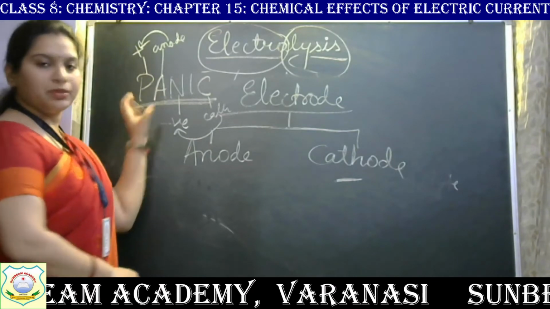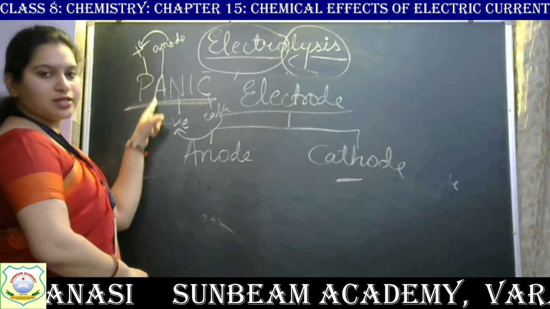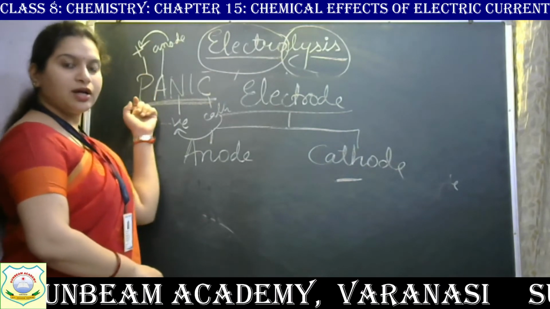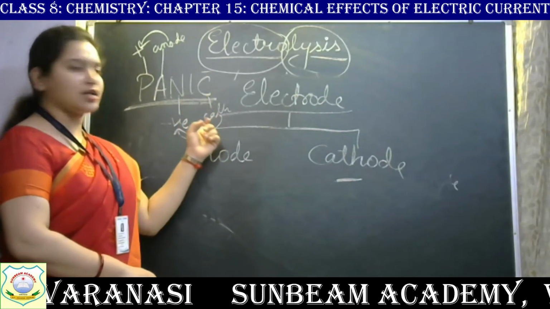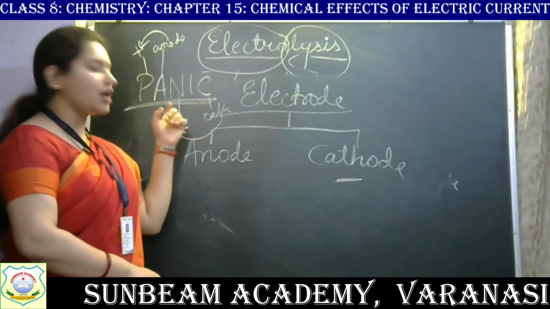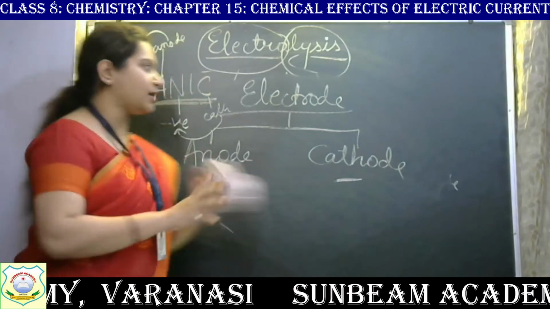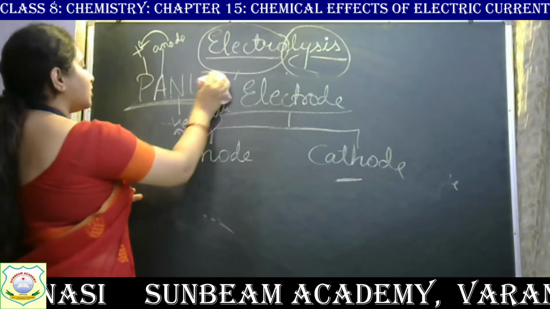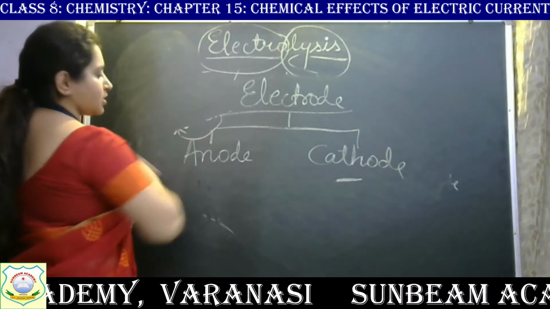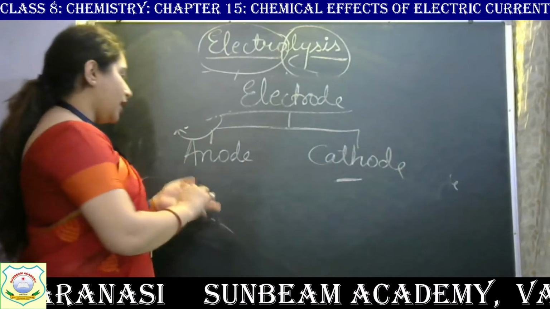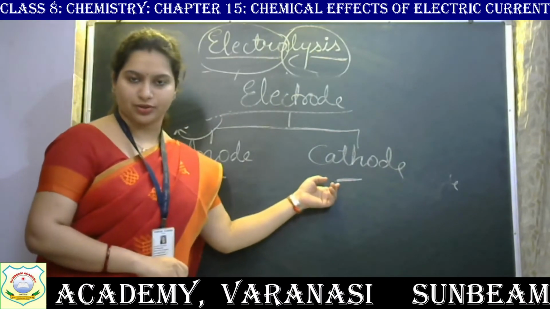We will remember the term called panic. कैसे होगा? P stands for positive, A stands for anode. तो anode क्या होता है? Positive. Cathode क्या होगा? N stands for negative and C stands for cathode. तो cathode क्या हुआ? Negative हुआ. इससे आप याद कर सकते हैं. एग्जाम में नहीं लिखना है. This is only the method to learn that anode is positive and cathode is negative. Okay. So anode is a positive terminal and cathode is a negative electrode.